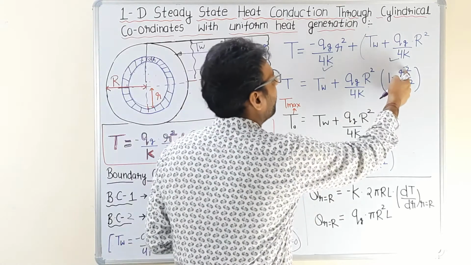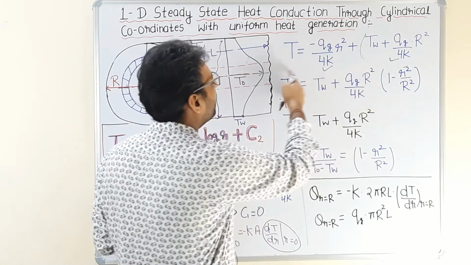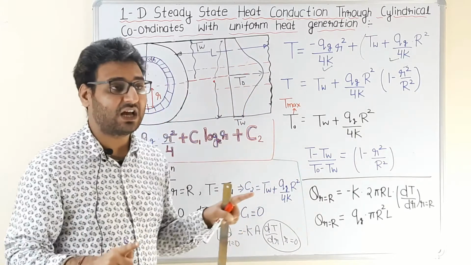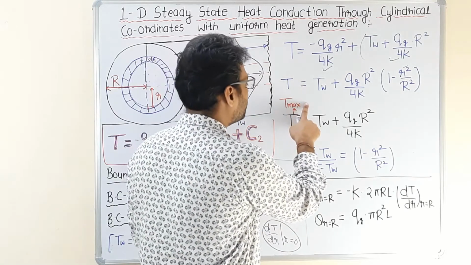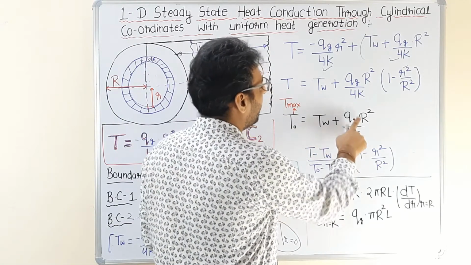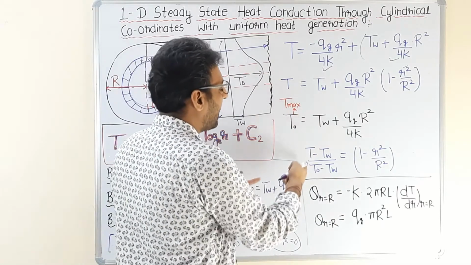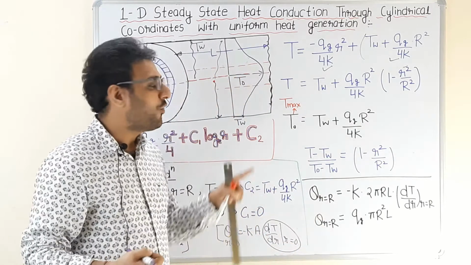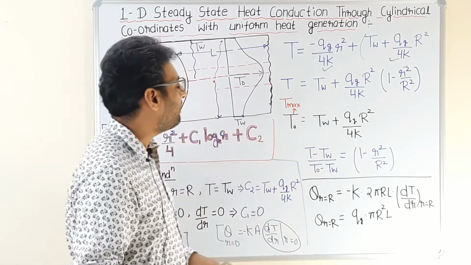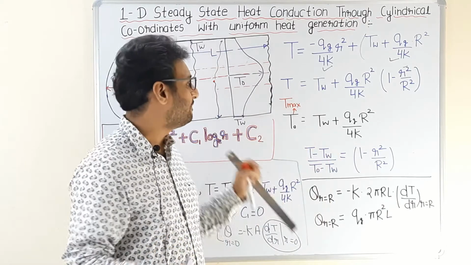When we put small r equals 0, we get the maximum value of the temperature. So T naught, the temperature at the center of the cylinder, which is also the maximum temperature in the cylinder, equals TW plus QG by 4K into capital R squared. When we divide these two equations, we get the non-dimensionalized form of the temperature distribution: T minus TW divided by T naught minus TW equals 1 minus r squared divided by capital R squared.